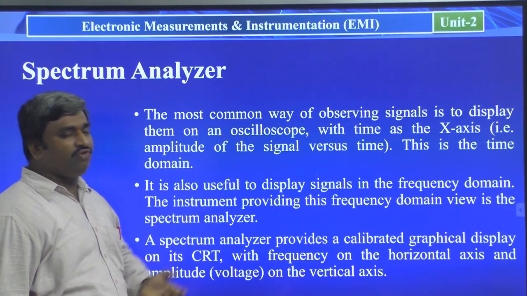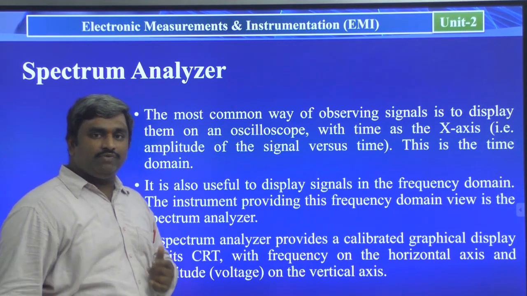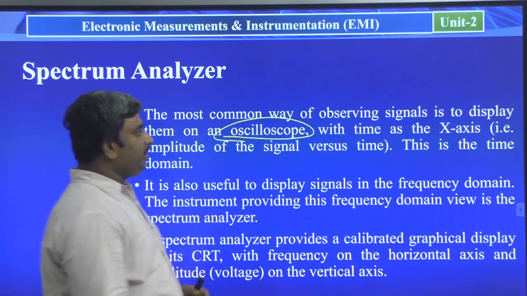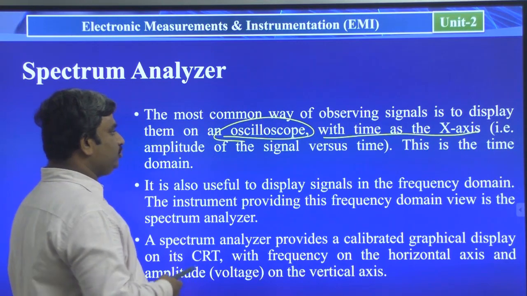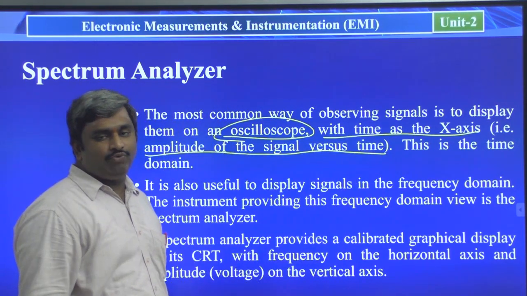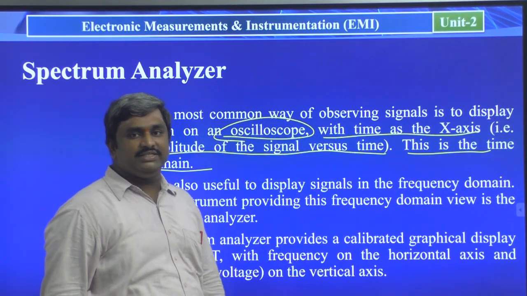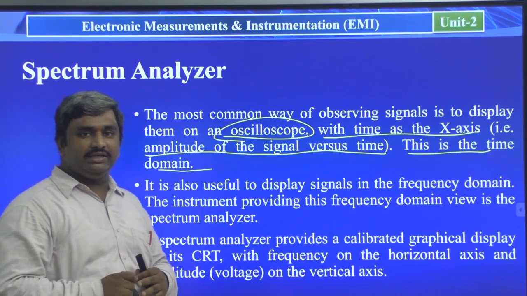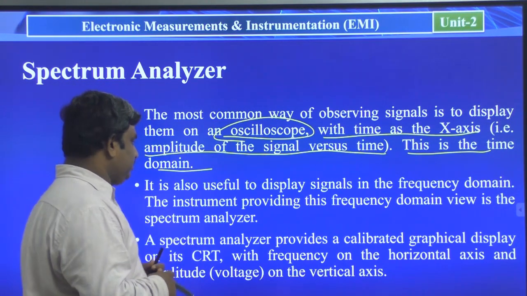The most common way of observing signals is to display them on the oscilloscope. Most of the time, we are seeing the signal's behavior in the oscilloscope only, with time as the x-axis and the y-axis having magnitude information. That is amplitude of the signal versus time. This is the time domain. So the CRO can represent only time domain based signals.